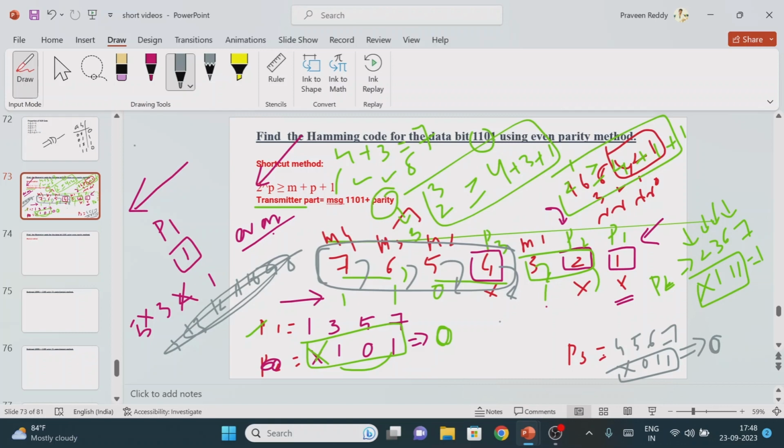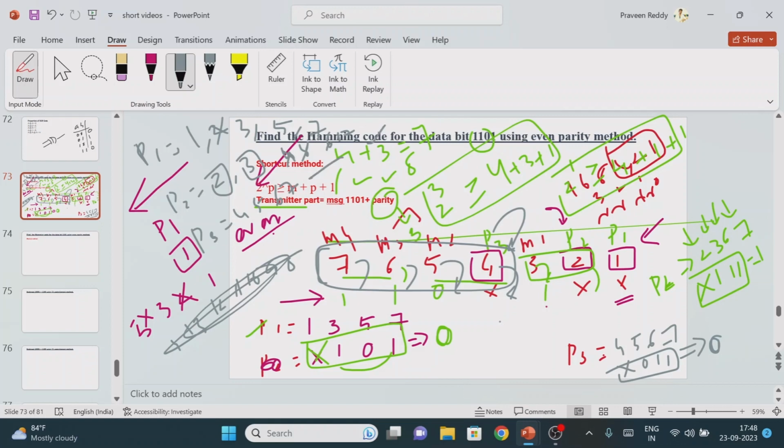So just apply this pattern. If you are starting from P1, which is in the first position, then the second should be skipped, then we write 3, 4 should be skipped, 5 we write, 6 should be skipped, 7 we write. If we are starting from P2, which location do we have? Second location. Second location means at a time we need to consider 2 bits, then 4, 5 should be skipped, then 6, 7 we need to consider. For P3, just check, it doesn't mean it is from the third location. Where do we have P3? P3 is in the fourth bit location. At a time we need to consider 4 bits, then 4 bits skip, 4 bits consider.